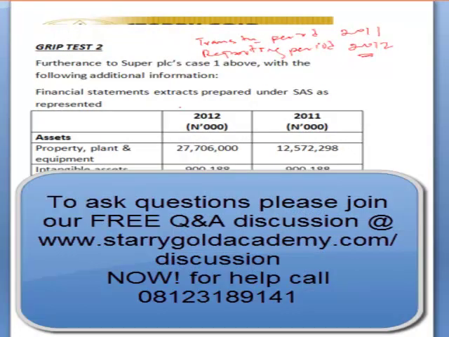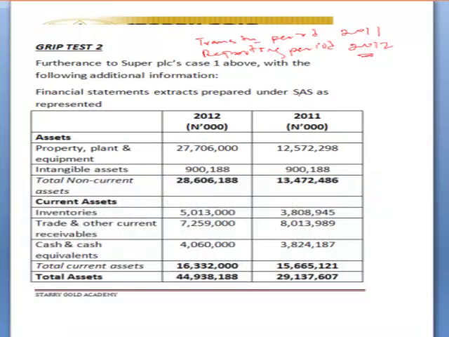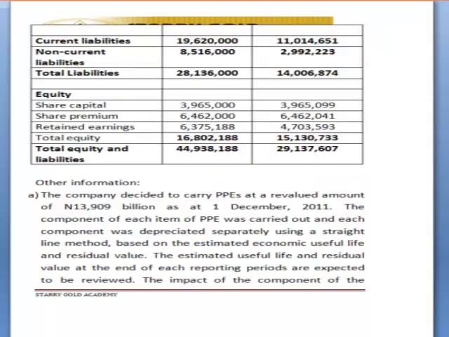Now, financial statement extract under SAS. This financial statement has been prepared in line with local GAAP. You have for 2012 and you have for 2011. Now if you look at this, we have asset category: property, plant and equipment, intangible assets. You have total non-current assets. Then you have inventory, trade receivables and others. So we have current liability, non-current liability, total equity. We have equity portion: share capital, share premium, retained earnings, total equity.